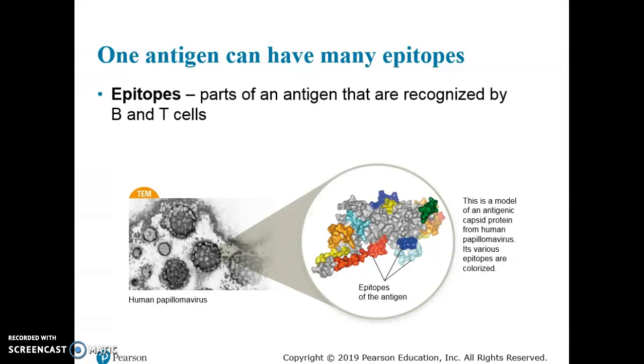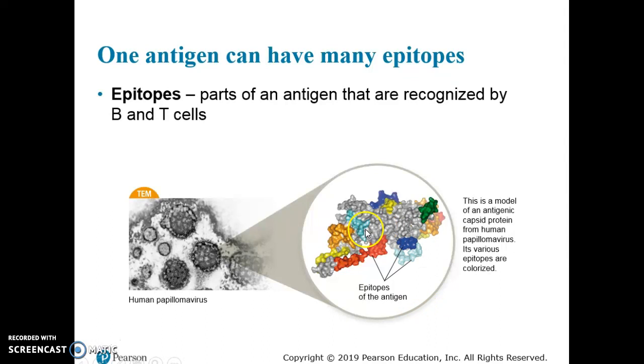All right, so here we have a picture of human papillomavirus. This is the molecule taken from the human papillomavirus, but each little part here that's a different color actually represents an epitope. The epitope is the physical part of the antigen that is recognized by the B cell and the T cell, that little tiny antigen binding site.